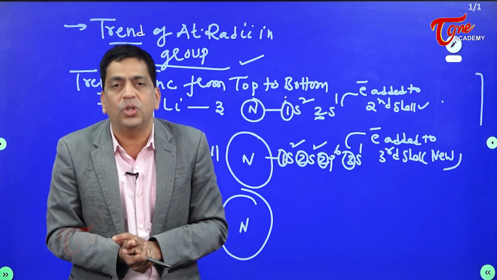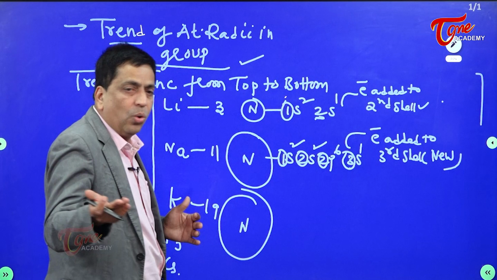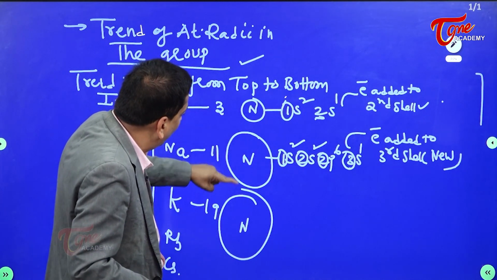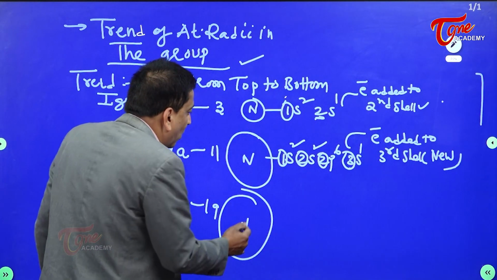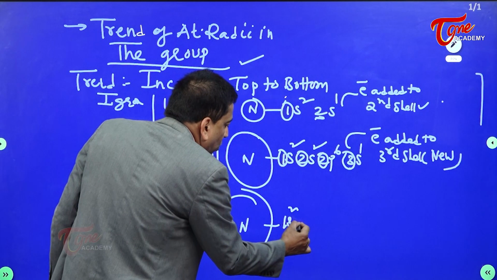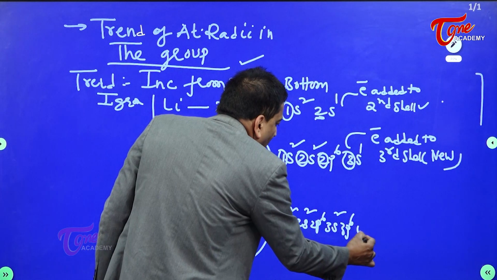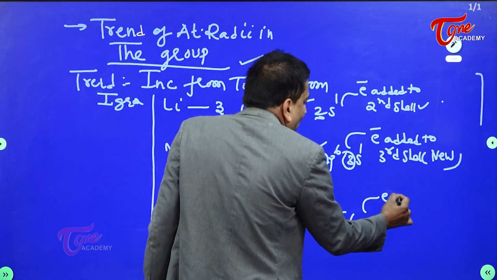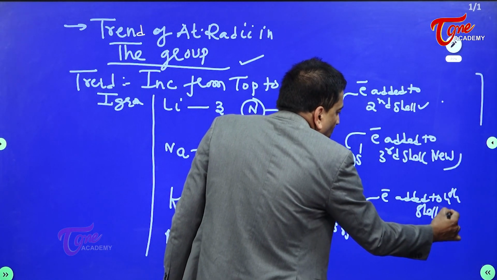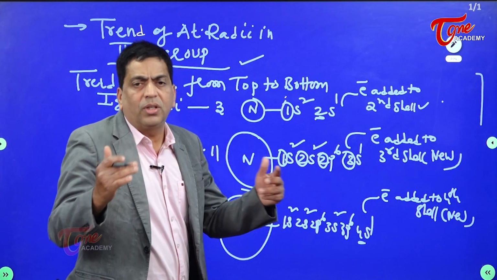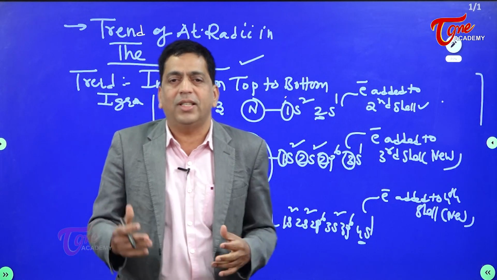Look at the language that I'm using. In a group from top to bottom, even though the nuclear size is increasing, the electron is added always to the new shell. Now, if you look into this configuration, it's 1s2, 2s2, 2p6, 3s2, 3p6, and it is 4s1. Come on, this is electron added to the fourth shell, and this is new. So down the group, even though the nuclear size is increasing, the electron is added to a new shell.